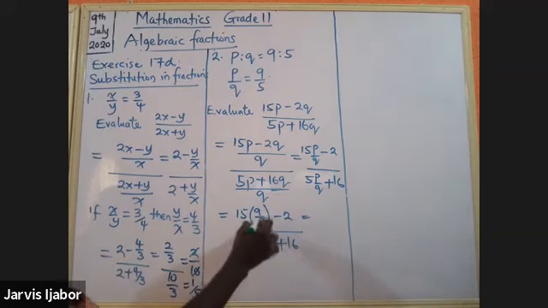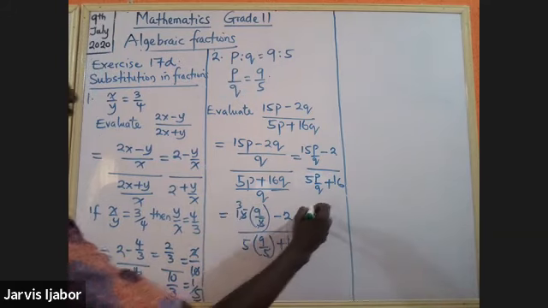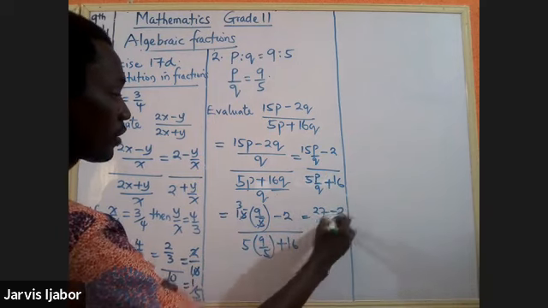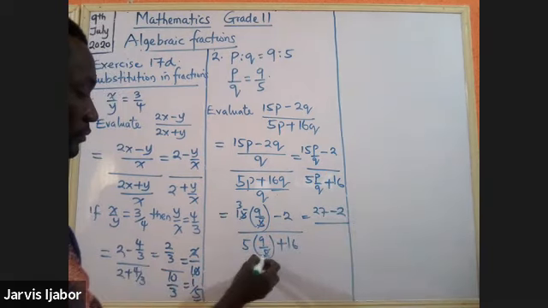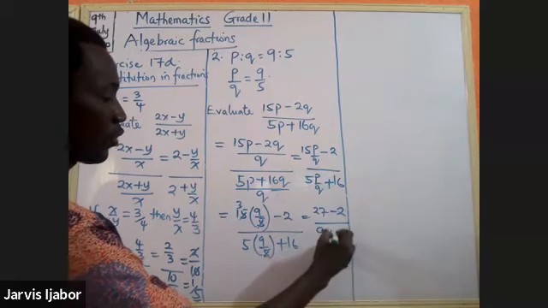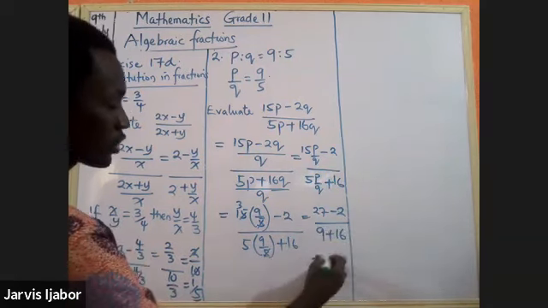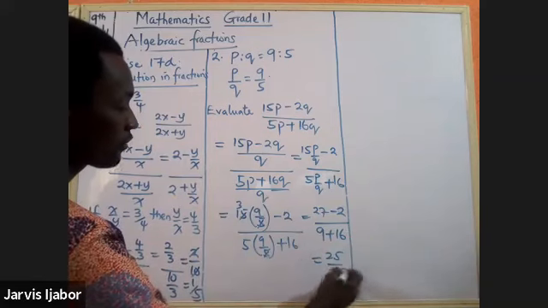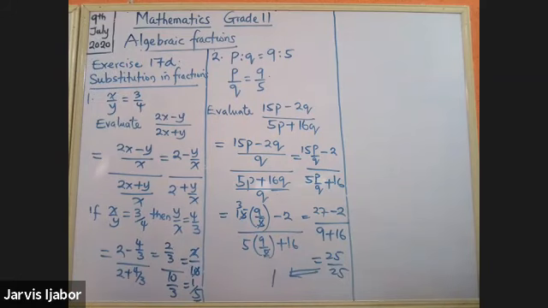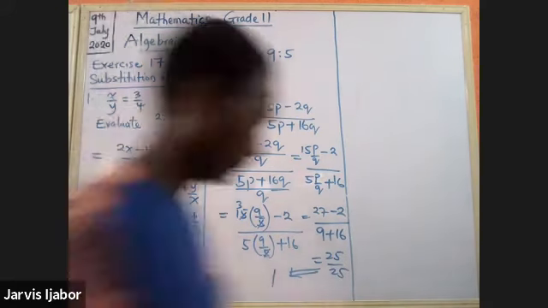What does this give you? This will cancel this. That'll be 3. So that'll be 27 minus 2, sorry, all over 9 plus what? 16. So this will give me 25 over 25, which implies that the answer is what? 1. So that's for question 2.